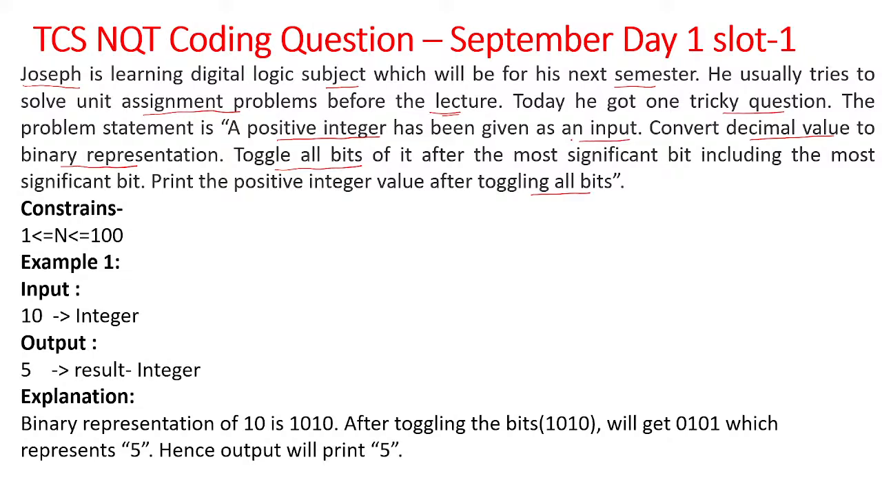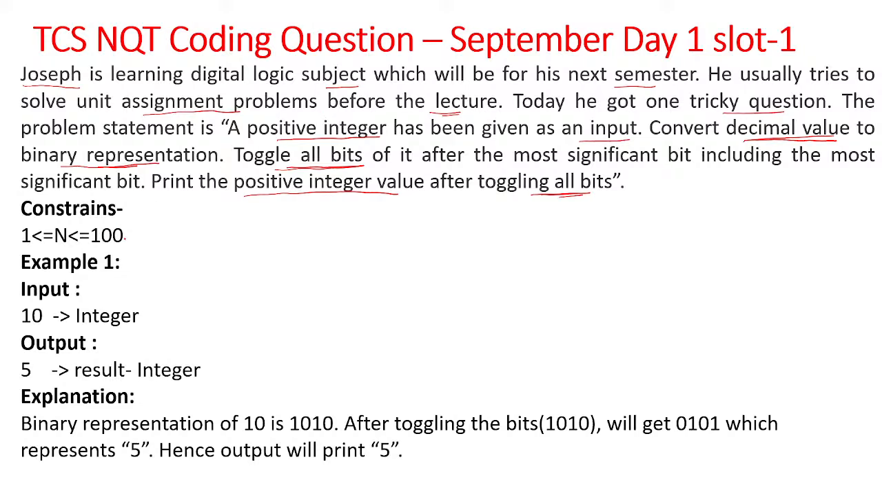So ultimately what we need to do in this question. We need to convert a given decimal value into its binary representation. But before printing the output, we must toggle all the bits. Toggling all the bits means we need to invert the bits. So 0 we need to convert to 1 and 1 we need to convert to 0. That is called toggling. After toggling, what is its positive integer value? That value we need to print. This is the given question.